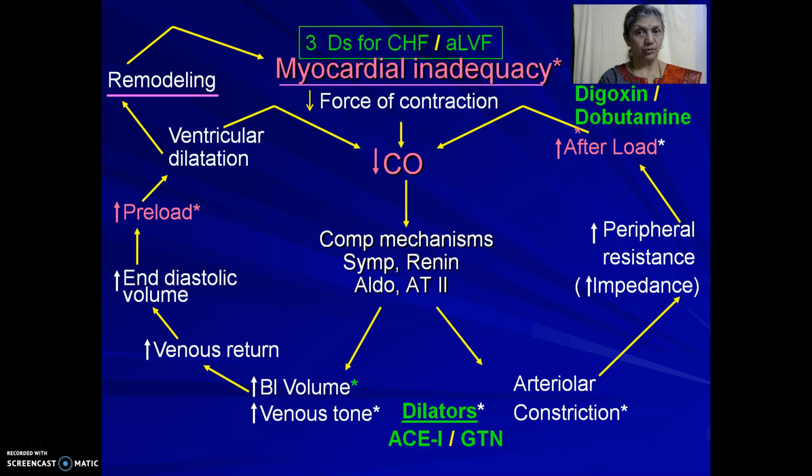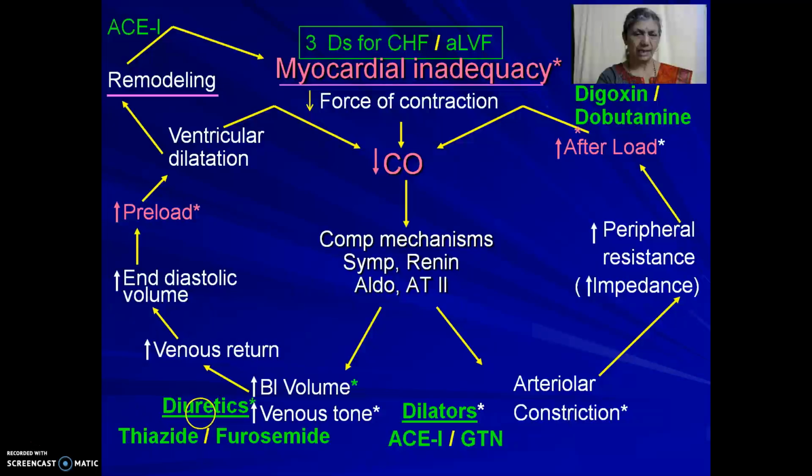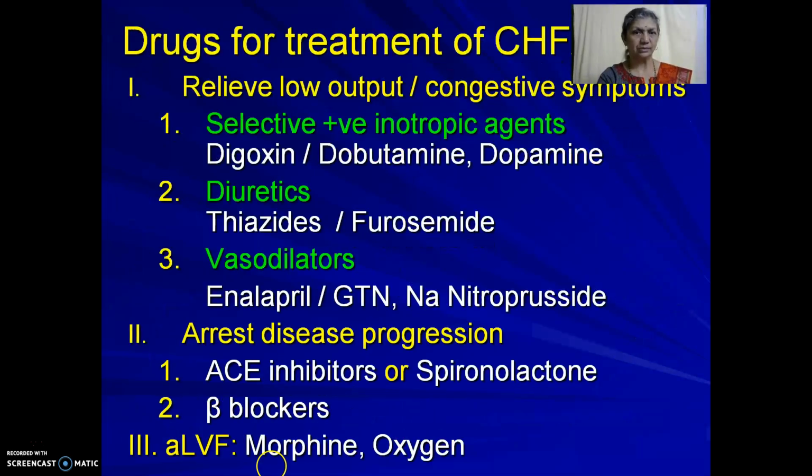Next D is dilators, vasodilators, and for chronic management we have ACE inhibitors, which apart from vasodilatation are also preventing the remodeling. So ACE inhibitors act by dilating blood vessels plus preventing remodeling and also contributing to controlling volume overload by controlling the release of aldosterone. Diuretics in chronic management are thiazide diuretics, and we've just seen why furosemide plays an important role in management of acute aLVF. So these are the drugs for treatment of congestive heart failure.